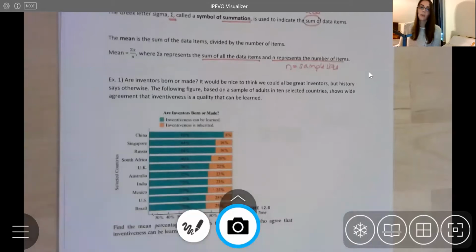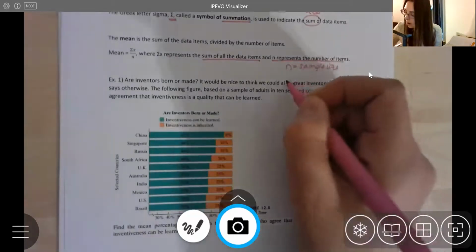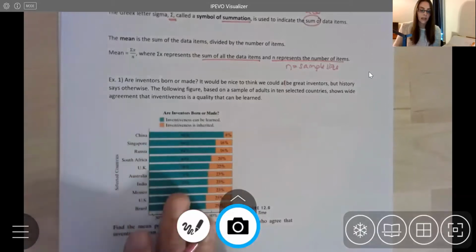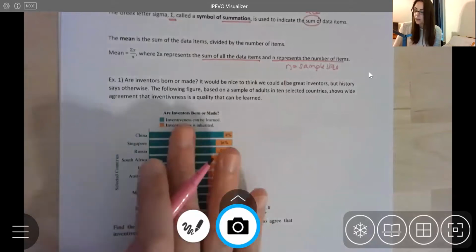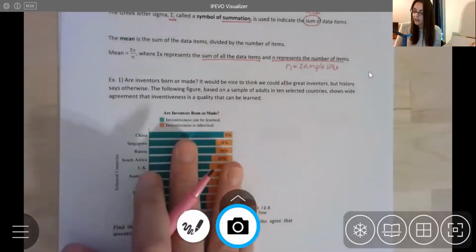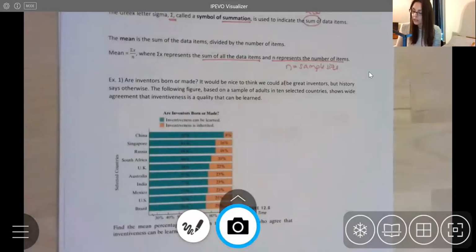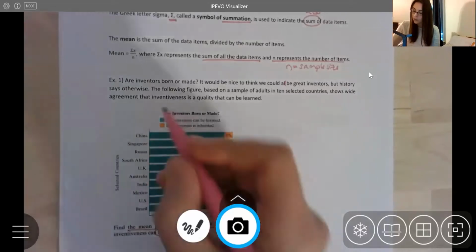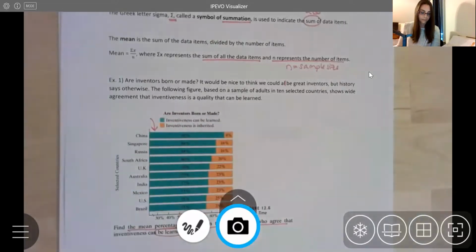So are inventors born or made? It would be nice to think we could all be great inventors, but history says otherwise. The following figure, based on a sample of adults in 10 selected countries, shows wide agreement that inventiveness is a quality that can be learned. In green, and this is in your text, maybe easier to see there, is what percent of the country believes that inventiveness can be learned, whereas in orange, it's that inventiveness is inherited. We want to find the mean percent of adults in the 10 countries who agree that inventiveness can be learned. So we're looking at the green here in this case.